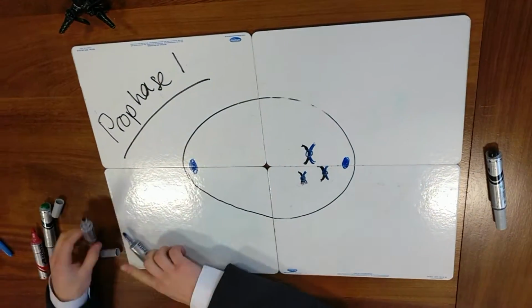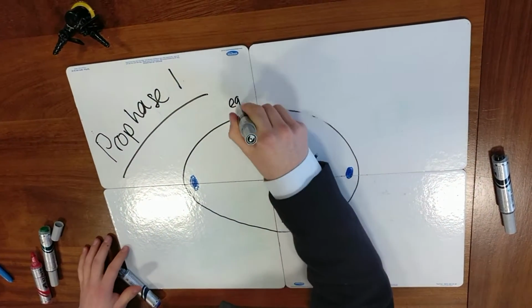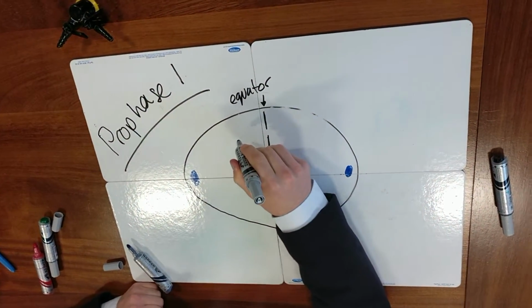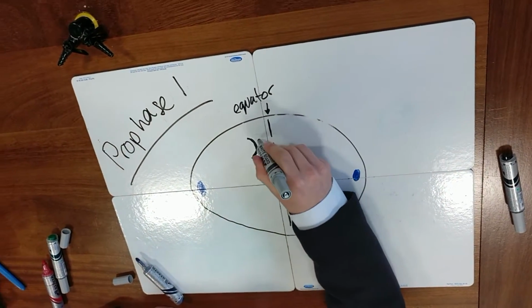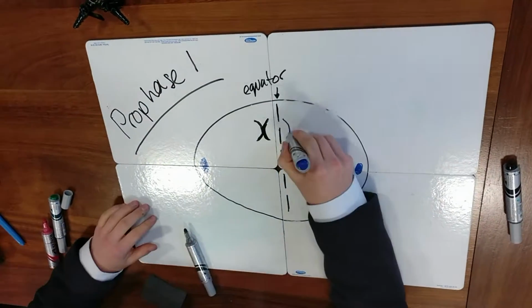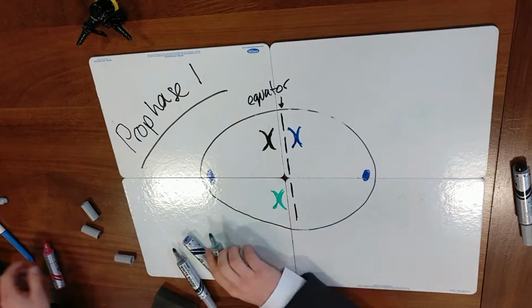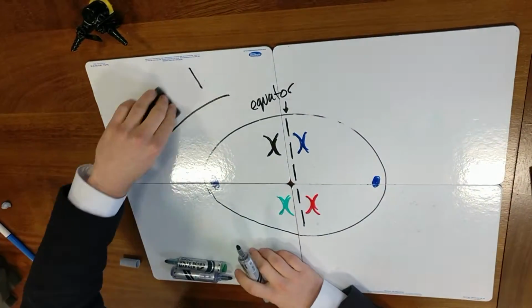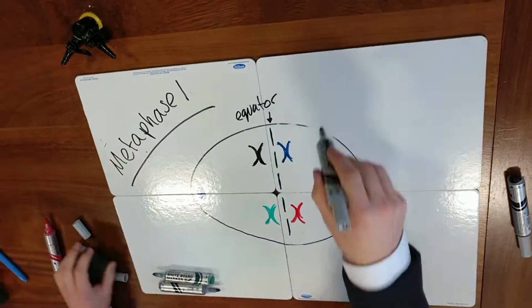After this, the centrioles go on opposite sides of the cell. The chromosomes line up on something called the equator. The alignment of the chromosomes is random so that the maternal and paternal chromosomes can appear on either side of one another on the equator. This is the beginning of metaphase 1.